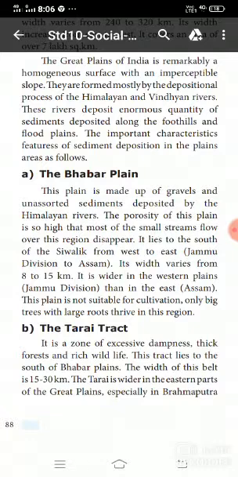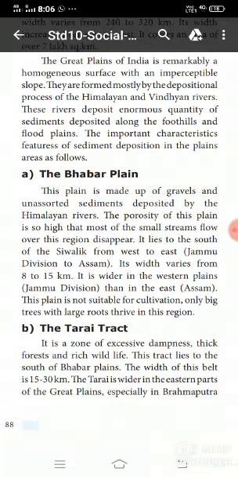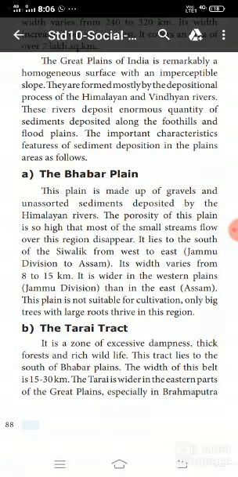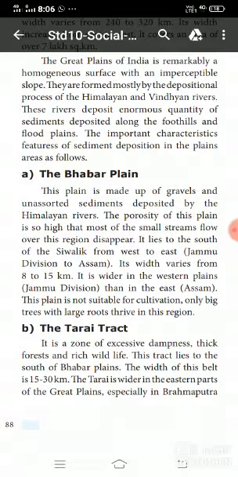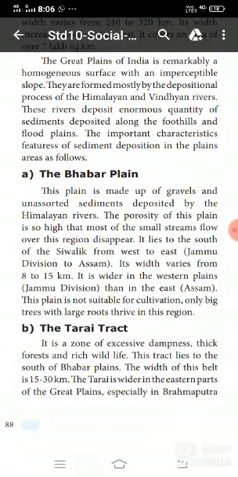So these plains are formed mostly by the depositional process of the Himalayan and Vindhyan rivers. These rivers deposit enormous quantity of sediment. Sediment means settled down. For example, natural agents like air, glaciers, and water also deposit at that place. So these rivers deposit enormous quantity of sediment along the foothills and floodplains. Next we are seeing the important characteristic features of sediment deposition in the plains areas as follows.